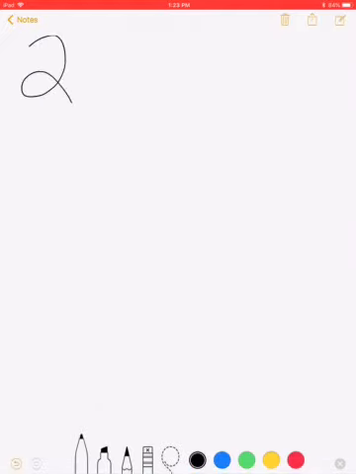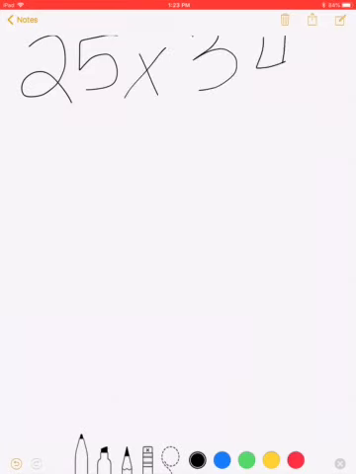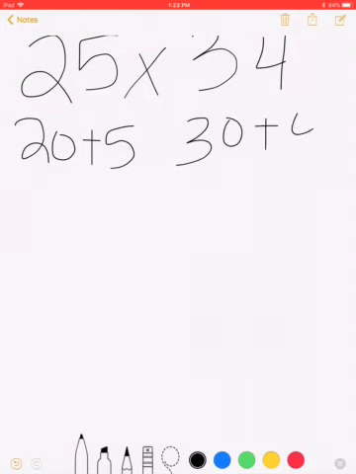So let's say I have the number 25 times 34. The only difference in this one is I'm still going to think of my numbers as 20 plus 5 and 30 plus 4 because it helps me with my place value. Now with partial products, there's no way to really visually show you that you've multiplied all the numbers. You just got to keep track in your head that you've multiplied all of them.